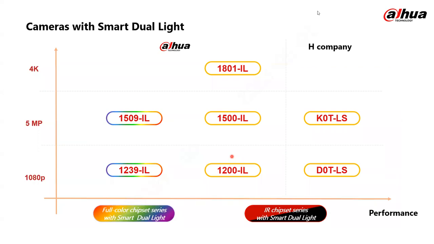So we have different kinds of smart dual lighting cameras, and we have examples here, comparing Dahua's product and the competitor's product. Cameras with smart dual lighting come in 2 megapixels, 5 megapixels, and 4K resolution. That is the 1801 IL, with the smart illumination IL at the end. For 5 megapixels, we have it here, and for 2 megapixels, that's the 1239IL and 1200IL. The competitors have different models that also support smart dual lighting, but these are basically IR cameras and not full color cameras.